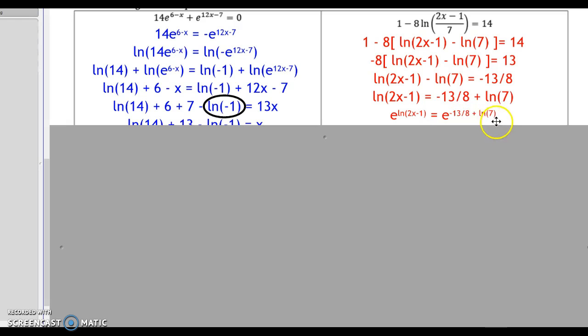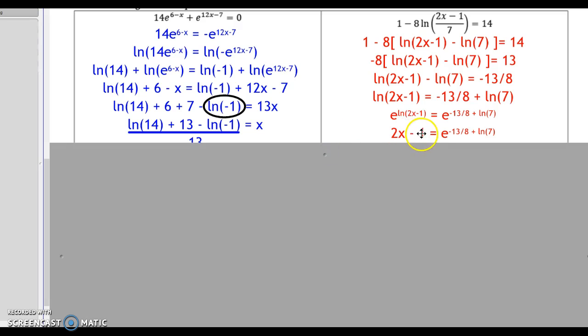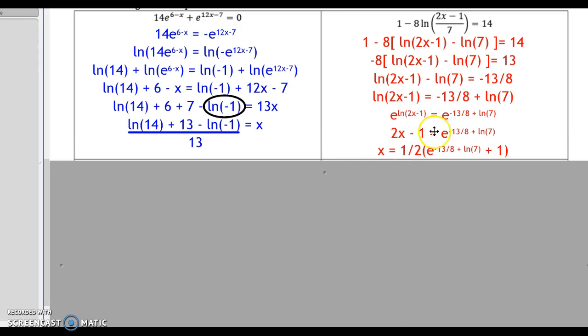But remember, this whole expression here on the right-hand side simplifies to one value. Then we got 2x - 1 on the left-hand side, because as you remember, e and natural log cancel each other out. And then finally, adding 1 to both sides and dividing both sides by 2, we got an x value of 1/2 times (e^(-13/8) + ln 7 + 1).